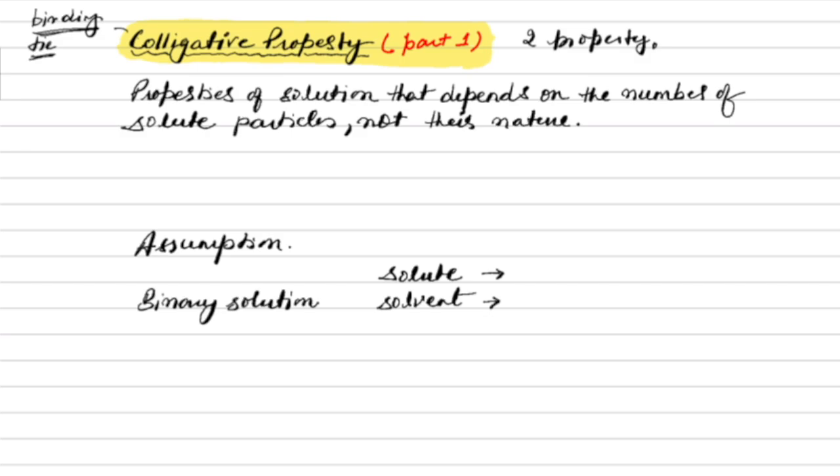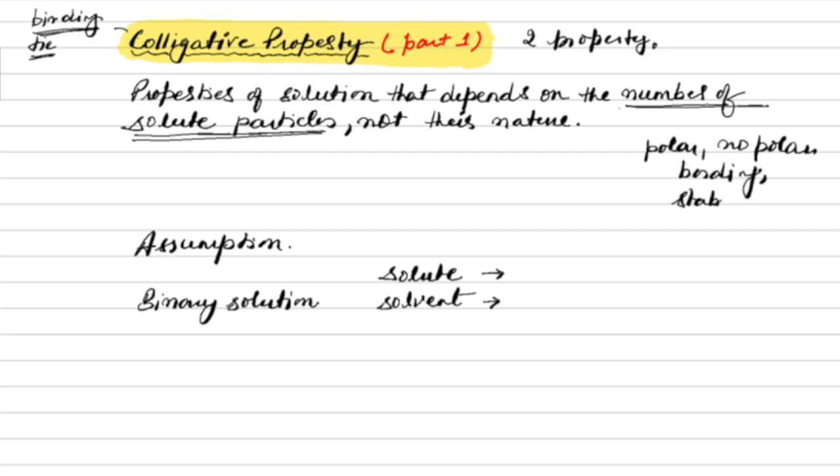Okay, so if you see the definition, what are these colligative properties? These are the properties of a solution that depend on the number of solute particles. Remember this, underline this: the number of solute particles, not their nature. So we will not get into whether a solute is polar or non-polar, what kind of bonding it has, or how stable it is. That kind of thing will not come into the picture when we are thinking about colligative properties.